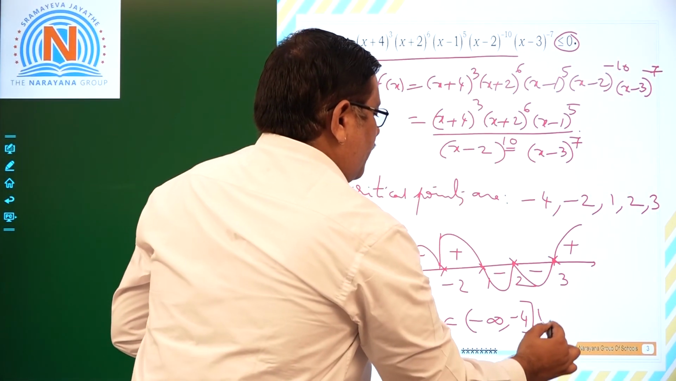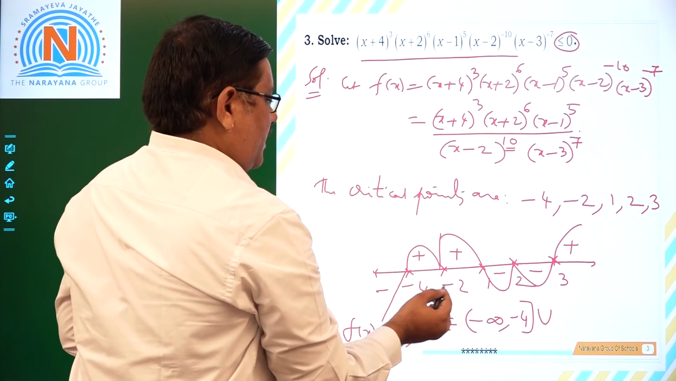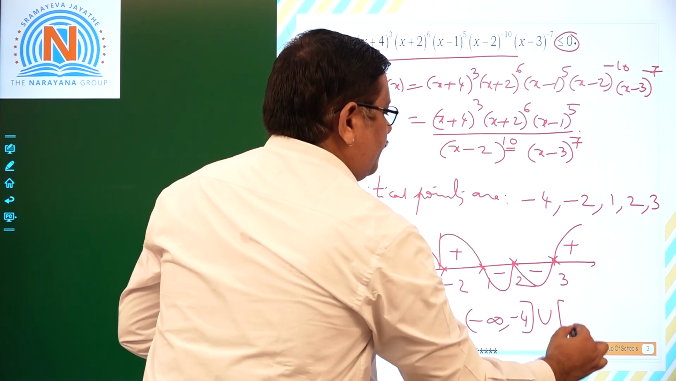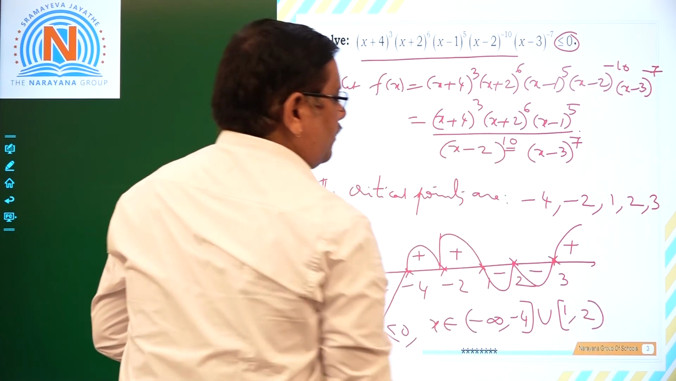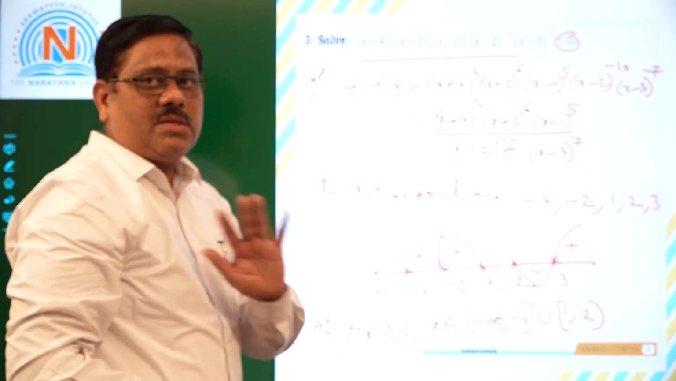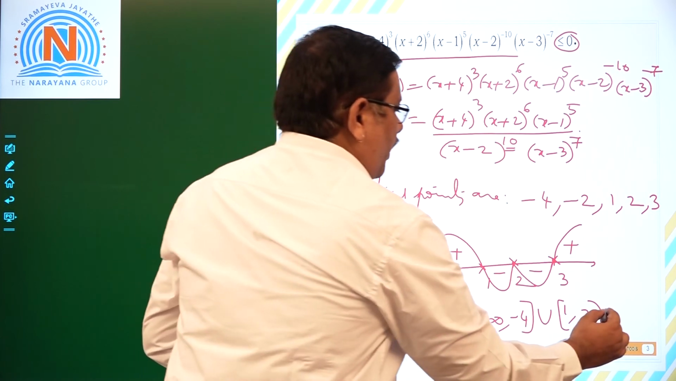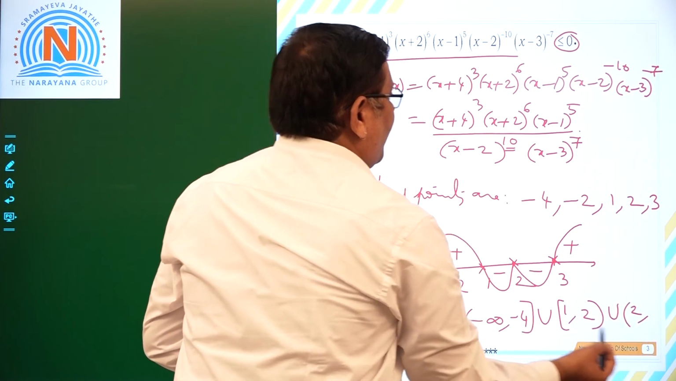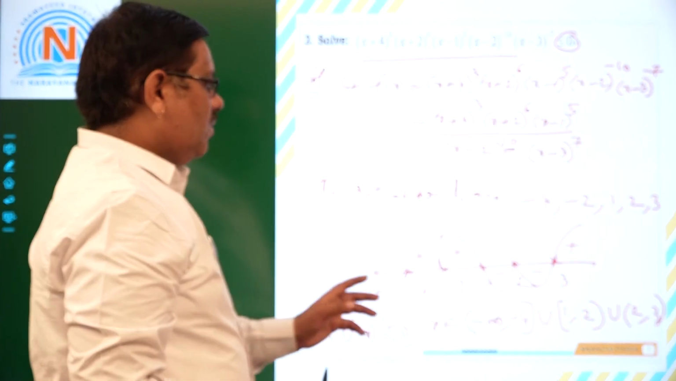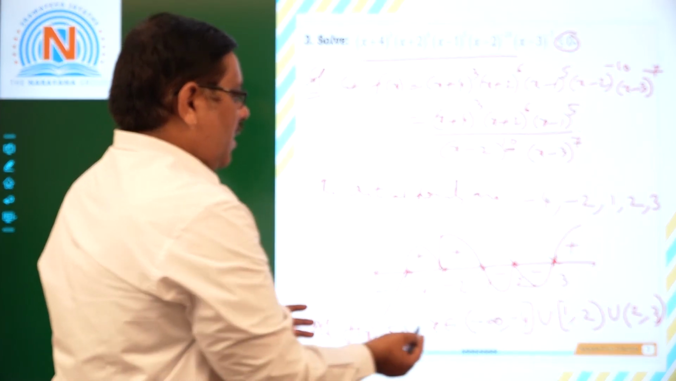Okay? Union. Next negative region is between 1 and 2. 1 I can take, but 2 I cannot take, because 1 is in numerator position, 2 is in denominator position. Denominator in the sense we should not take 2. Union 2 to 3. 3 also I cannot take because that is again in denominator position. So for this, any value I have to take.